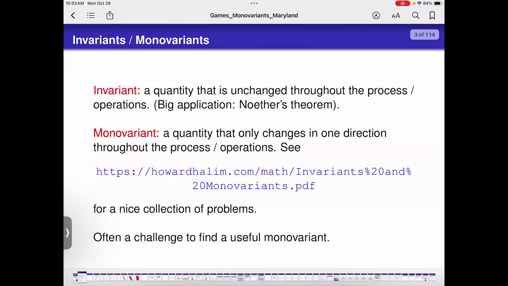When I've asked you in the past, people have correctly identified that height is not a monovariant. That can go up and down. Weight can go up and down. Sadly, we believe age is a monovariant and only goes up.